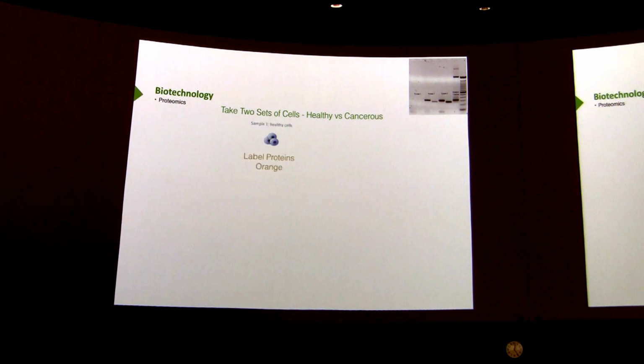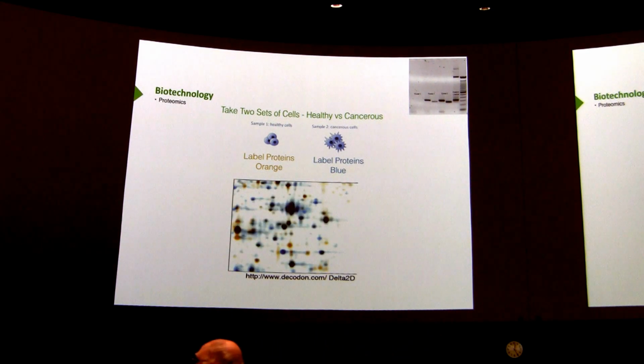Everybody with me? Okay? So let's take the healthy cells and we'll label those proteins with an orange dye. That's fairly easy to do. Take the proteins from the cancer cell and label them in blue. Okay? We mix those, we do the separation, and now we ask the question, what does the gel look like, first of all? And think about what this gel means. As we look at this gel, tell me what your interpretation of this gel would mean. I see three things on there. I see blues, I see oranges, and I see blacks.